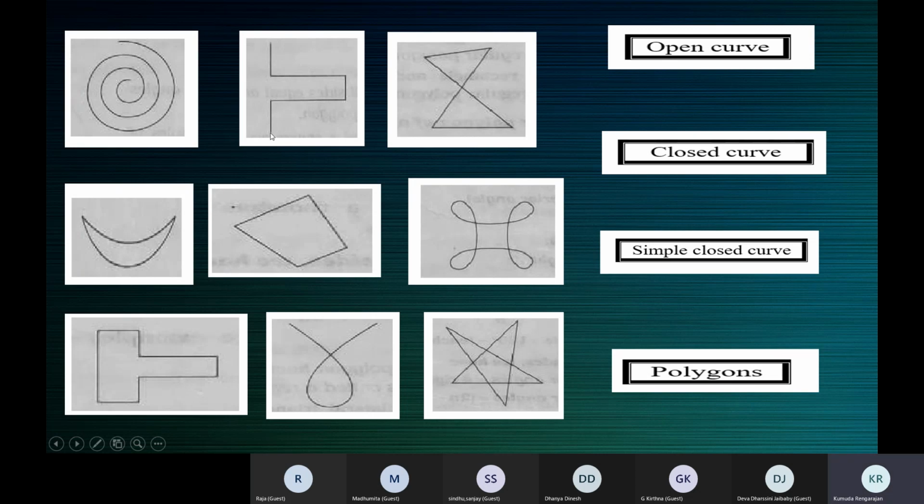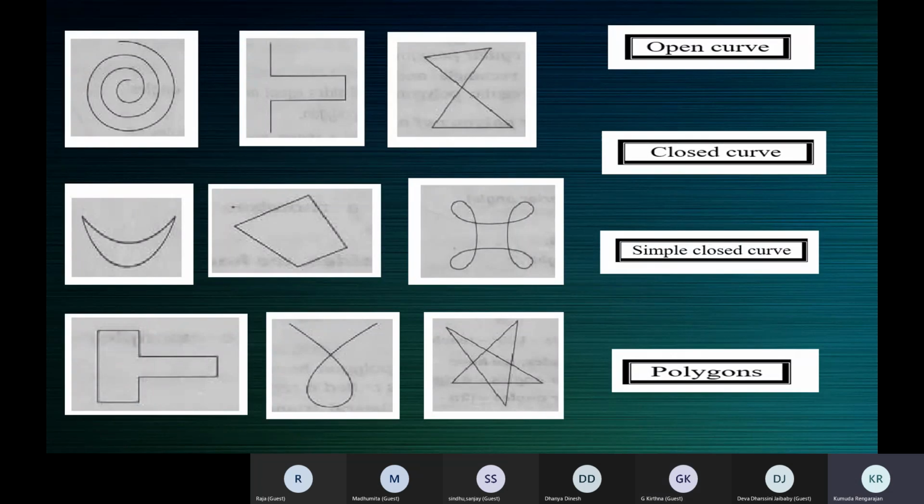So say we start here. We go like this, we go like this. We didn't lift the pencil. We go like this, and we finish here. So is it a curve? Yes, ma'am. Why is it a curve? Because it is drawn without lifting the pencil.